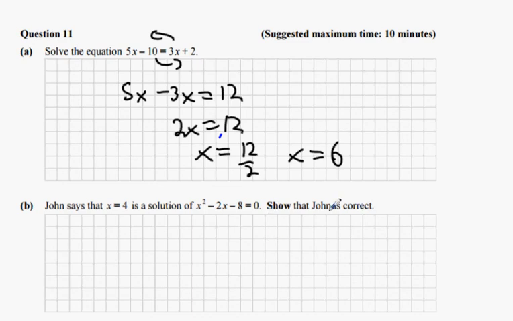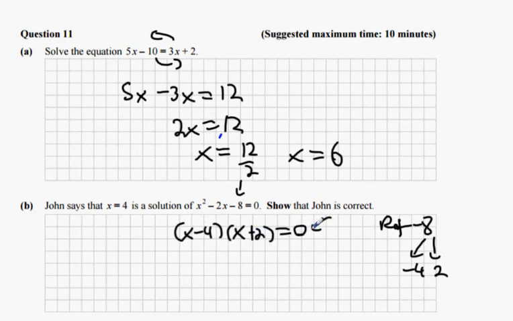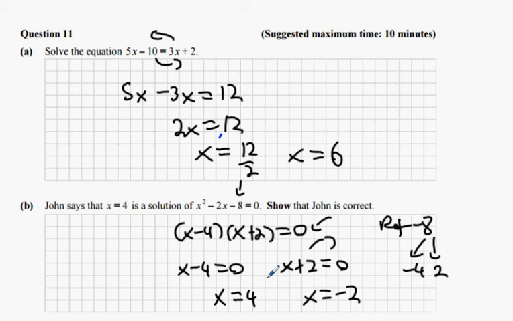Show that John's is correct. We can do this two ways. The first way is we can do the reference number, where the reference number is minus 8, and we break it up into minus 4 and 2. And we say that it's x minus 4, x plus 2 equals 0. It's an equals 0 question, which potentially means it's a solved question. x minus 4 equals 0, x plus 2 equals 0, x equals minus 2, x equals 4. So we showed x equals 4 is a solution.